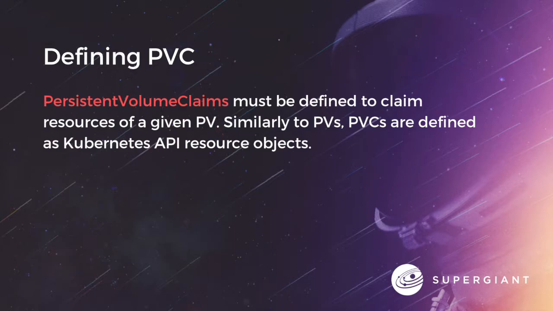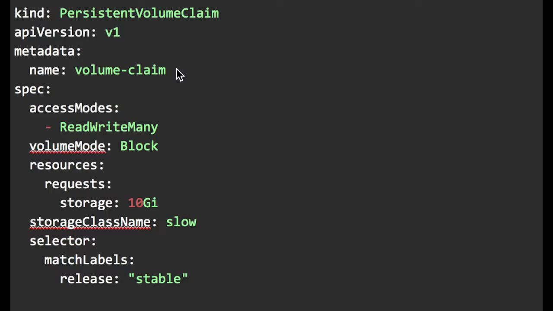As we've already mentioned, persistent volume claims must be defined to claim resources of a given PV. Similar to PVs, PVCs are defined as Kubernetes API resource objects. Let's see an example. This PVC targets volumes that have read-write-many access mode. It requests the storage only from volumes that have block volume mode enabled, and claims 10 gigabytes of storage from any matching PV. It also filters volumes that match a slow storage class and specifies a label selector to further filter a set of volumes.